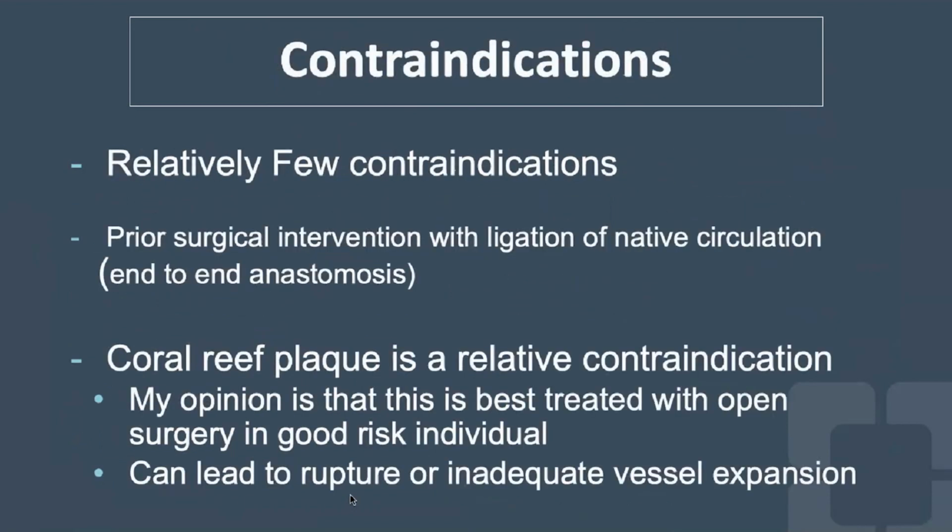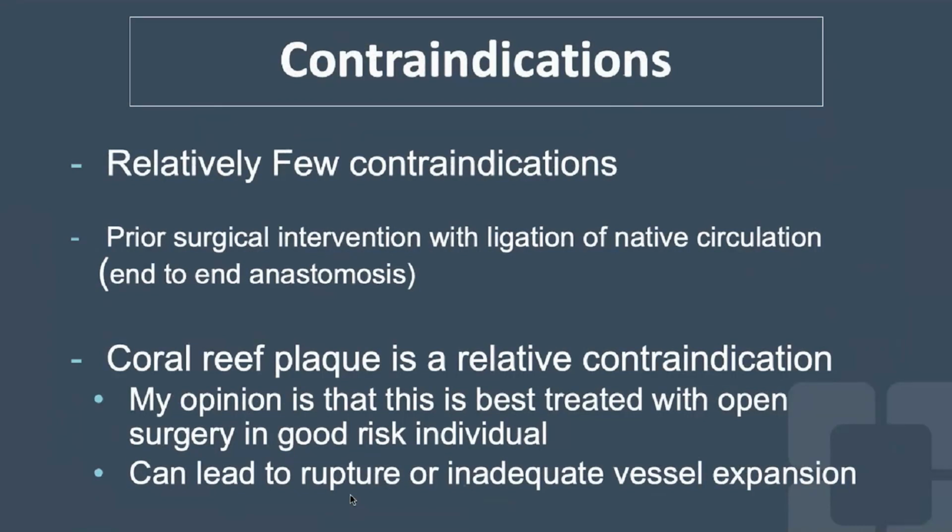What are the contraindications to doing an endovascular first approach here? They would be relatively few, in my opinion. Prior surgical intervention with ligation of the native circulation, say an end-to-end bypass, would be a contraindication because the native aorta would not be connected anymore. A coral reef plaque is a relative contraindication, that significant plaque around the mesenteric segment. In my opinion, this is best treated with open surgery in a good risk individual.